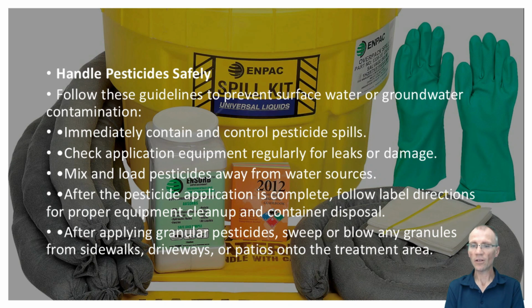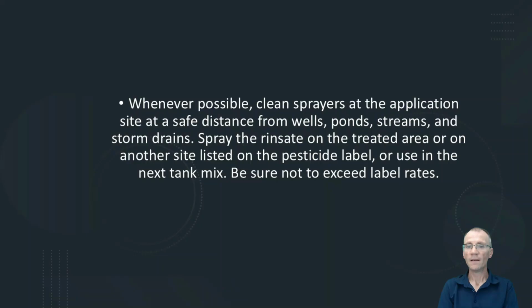After applying granular pesticides, sweep or blow any granules from sidewalks, driveways, or patios onto the treatment area. Whenever possible, clean sprayers at the application site at a safe distance from wells, ponds, streams, and storm drains. Spray the rinse aid onto the treated area or on another site listed on the pesticide label, or use it in the next tank mix. Be sure not to exceed label rates.